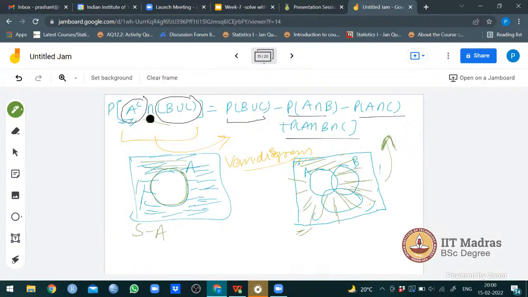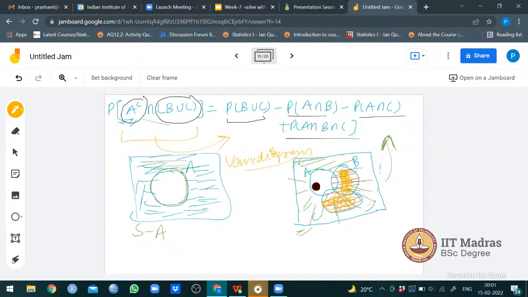And we have to take B union C. B union C means this whole thing. So we have to take the complement of A intersection B union C. The intersection will be this region, this whole region.